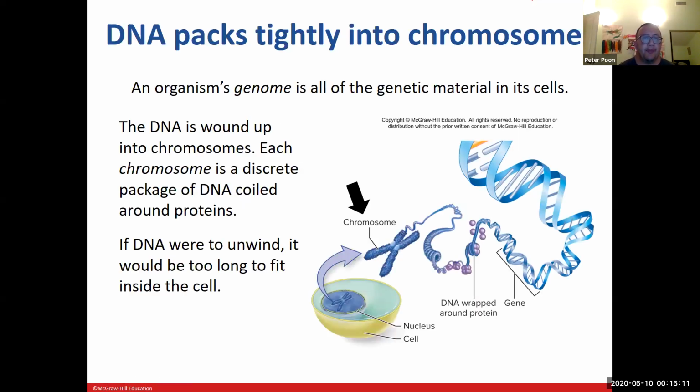Okay. So the DNA packs tightly into chromosomes. The organism's genome is packaged DNA in cells. Our DNA isn't naked. So this right here would be what's called naked DNA. Our DNA is usually wrapped around proteins called histones. So it usually wraps like this. And when we want to actually move the DNA around, like for cell division, we have to pack it up even tighter into chromosomes.